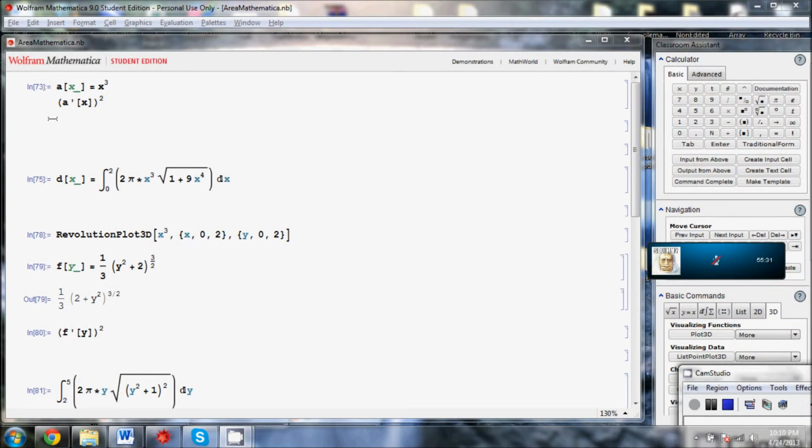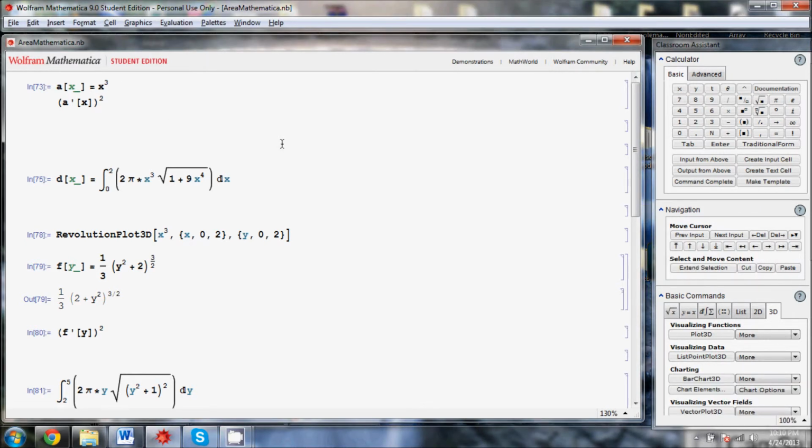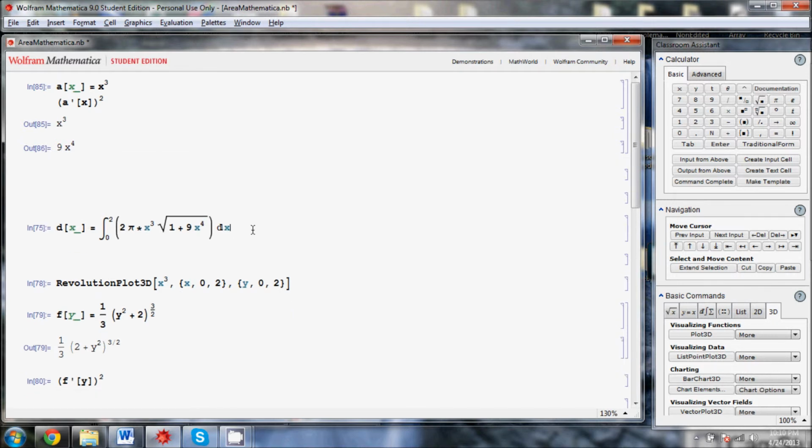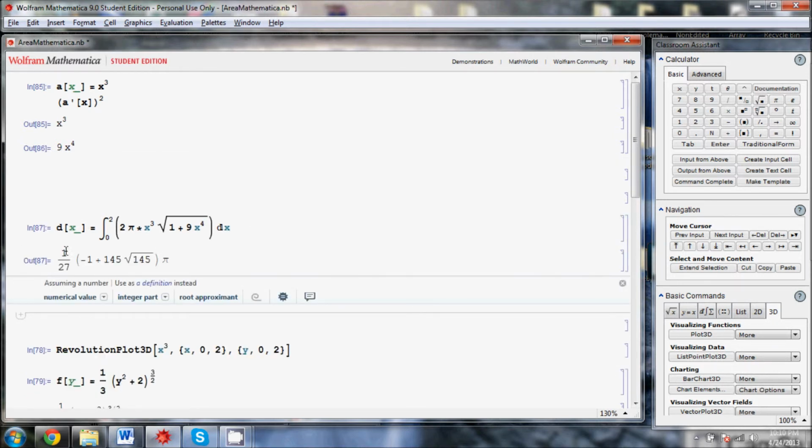All right, like I promised, I'm going to show you the problems we did in Mathematica. Here's the first function that we found the area of. We have here x to the third, and then this is the derivative squared, like we found in the other problem. And then you just simply plug it into the formula here and hit enter. And it's supposed to be pi over 27, not pi over 18. I messed up the integration when I was doing that, so sorry about that.